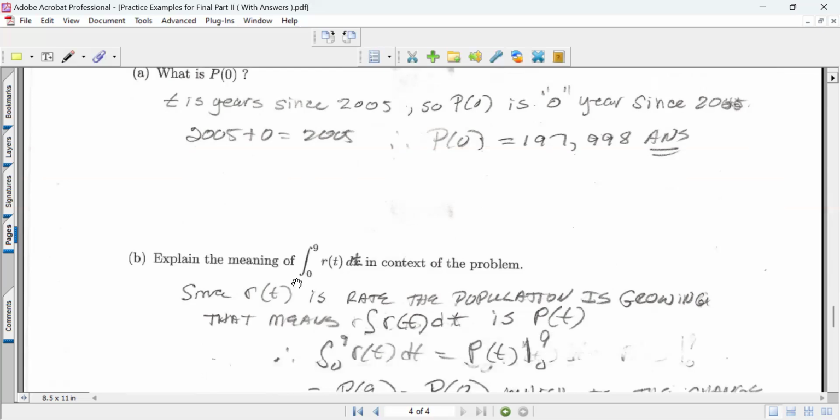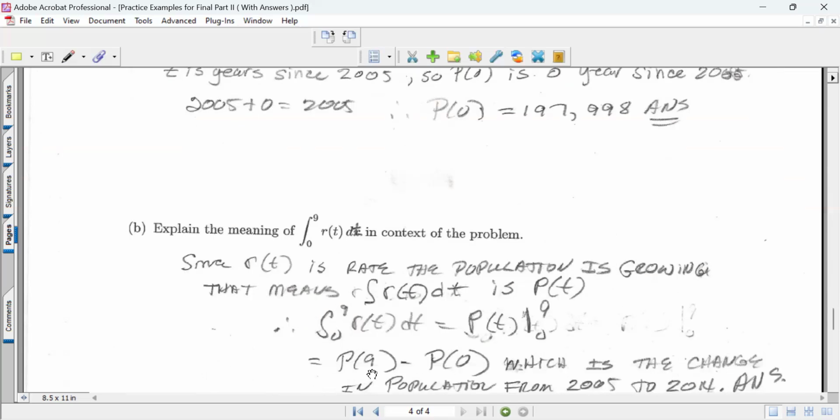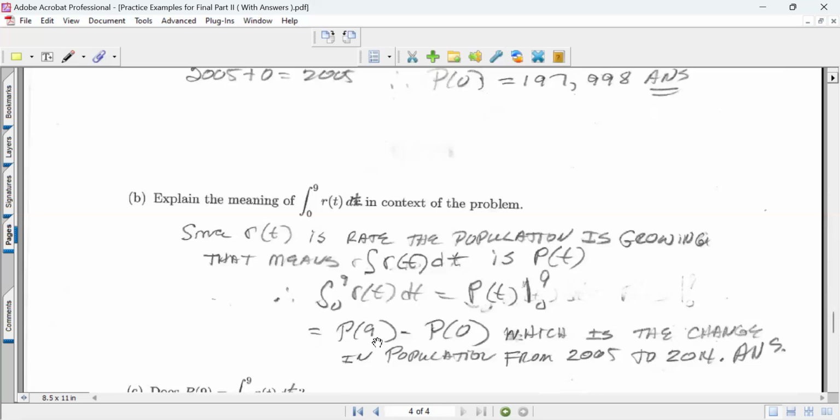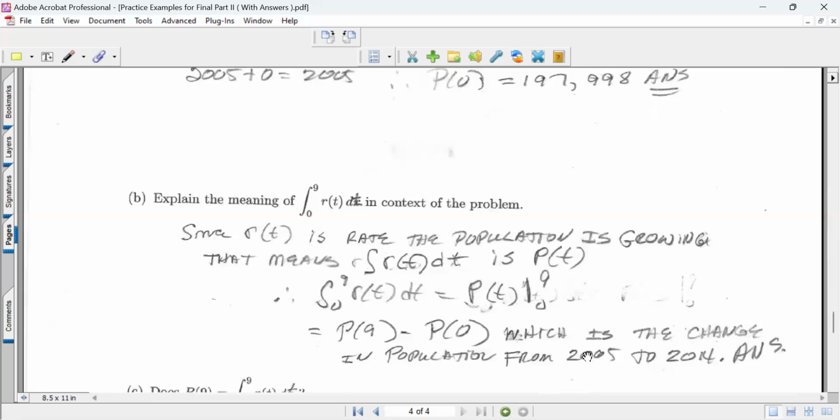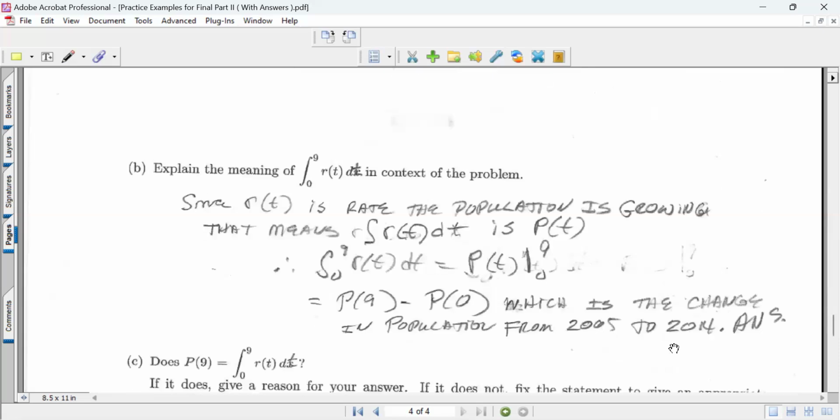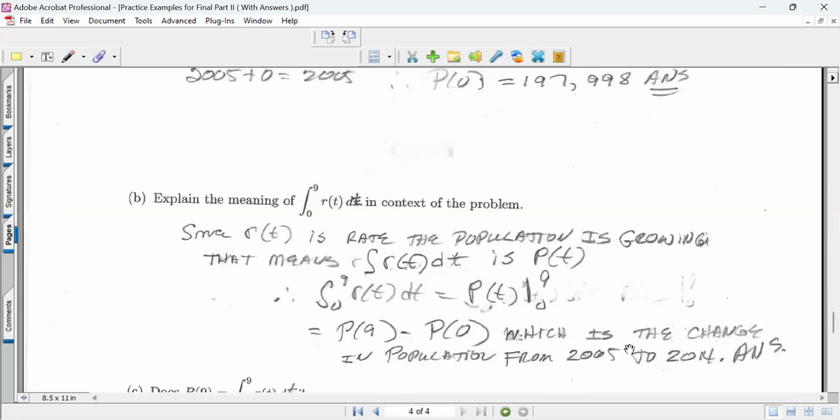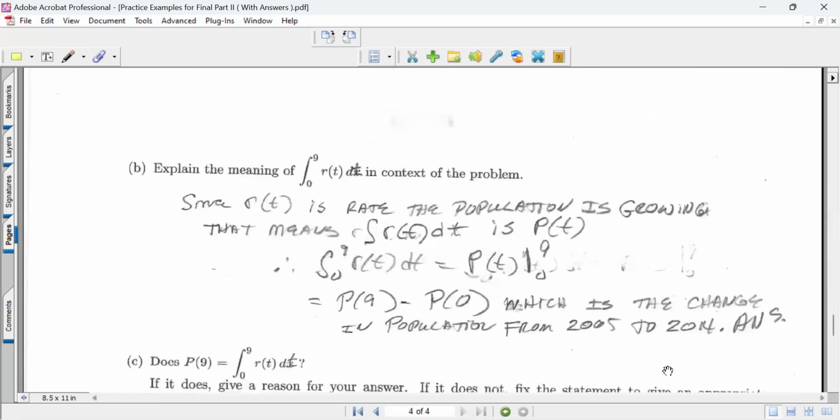So we want it from 0 to 9. The integral of this thing is p of t from 0 to 9, which is p of 9 minus p of 0. And so that's what that stands for. Now, p of 9, by the way, is the year 2014. So this is the change in the population between 2005 and 2014. They didn't ask for an answer, and we can't get an answer there.